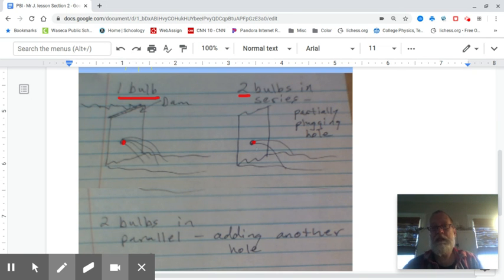In electricity, it's called resistance. So as we add bulbs in series, we're adding more and more resistance to the flow of current. So we end up with less current.